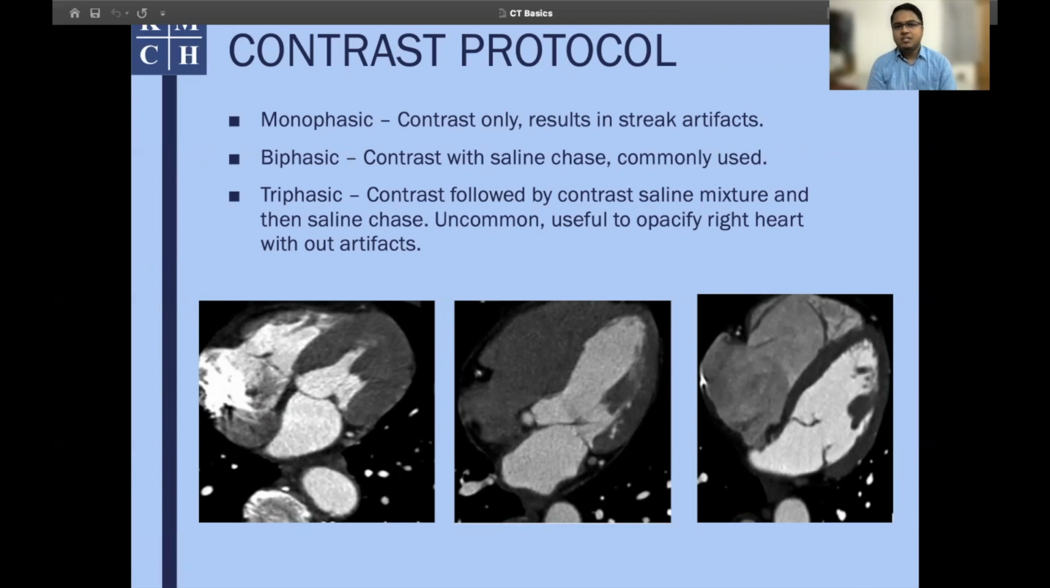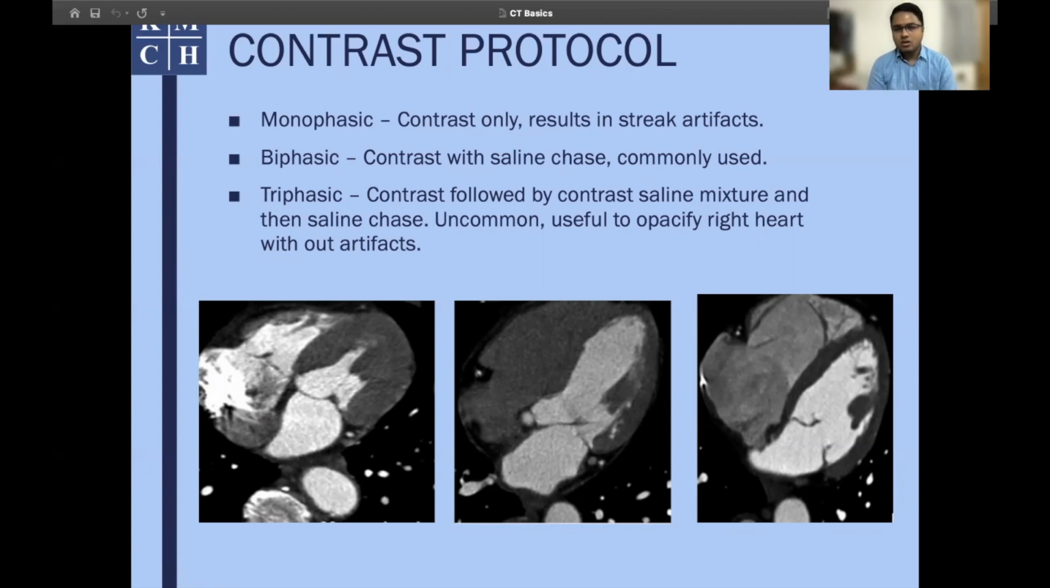Biphasic is the most commonly used, where contrast is followed by a saline chase, so that you get a good opacification of the left side of the heart, while the right side of the heart is not opacified, giving you good control over the density of the coronaries.